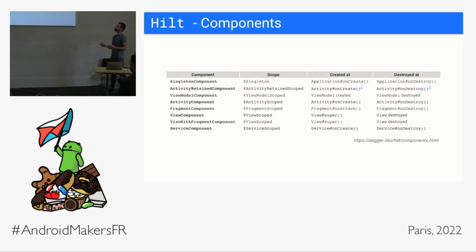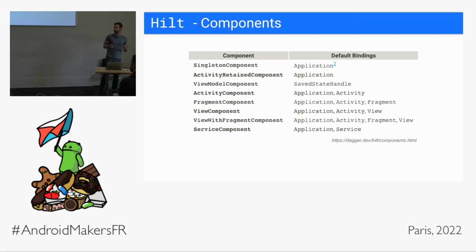And so, for instance, you've got the Singleton component, which, if you've used Dagger before, is probably the application component or app component you created. And all those components come with a default scope, so you can see we've got the Singleton component, the activity component, the view component, and so on, and they come with a default scope.